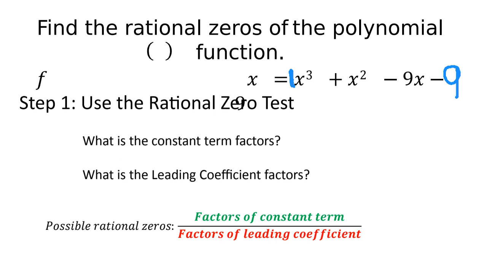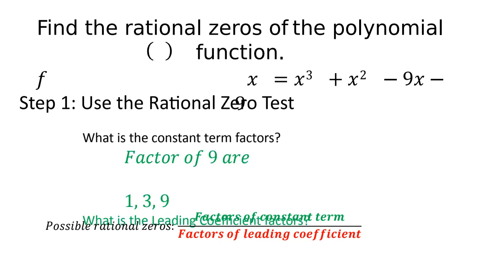So the factors of 9 are 1, 3, and 9. And for my leading coefficient, the only factor is 1, okay? And we're going to do a plus and minus for both of them. I think I have it on the next slide.